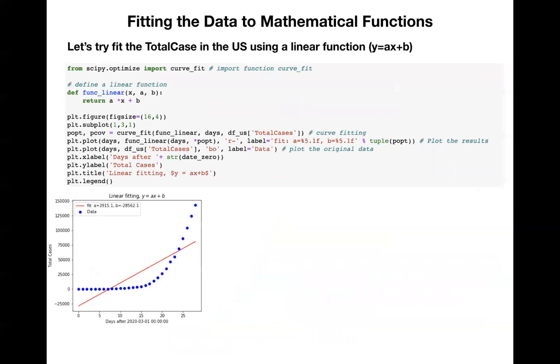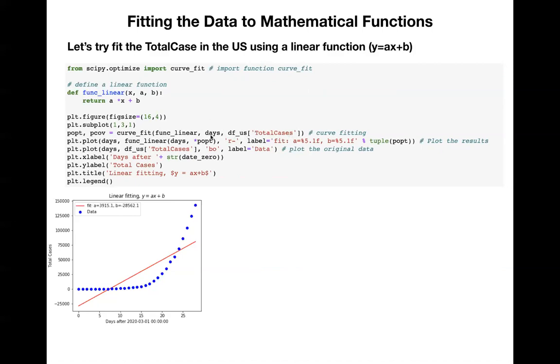All right, so the fitting is exactly the same as what we talked about previously. First of all, we define a linear function like this, ax plus b, and now we fit the function using curve_fit. And remember, curve_fit comes from scipy.optimize. What's the function form? It's called func_linear. What's the x-axis? Days. And the y-axis is df_US total cases. So df_US is actually the US entity and dates after March 1st.